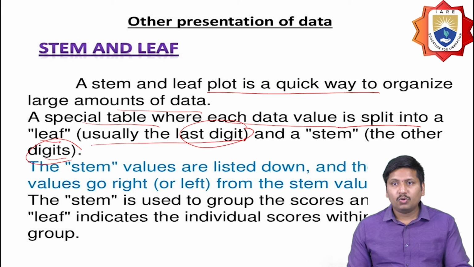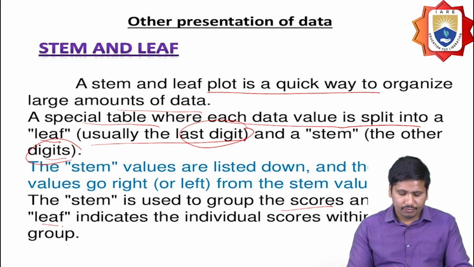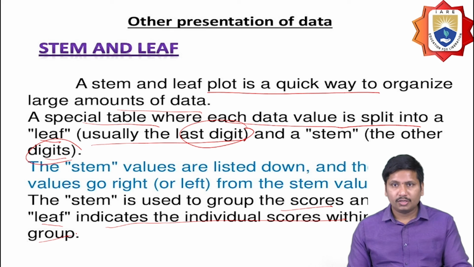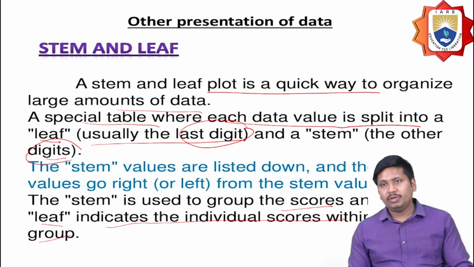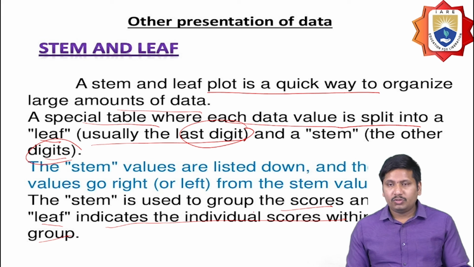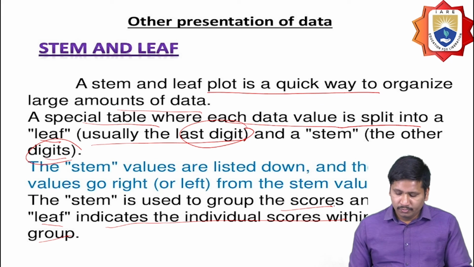The stem values are listed down and the leaf values go right from the stem value. The stem is used to group the scores and the leaf indicates the individual scores within the group.